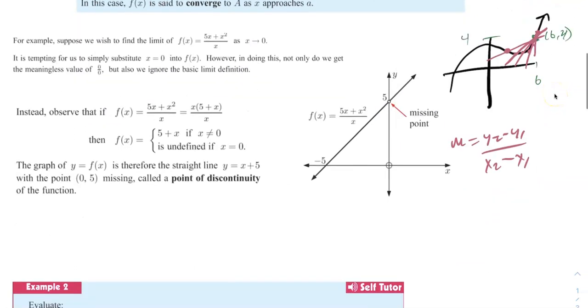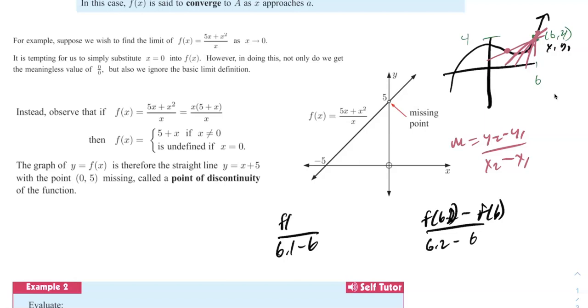Like if we're doing the slope of, let's say this is x1, y1. If I did 6.2 minus 6, and f of 6.2 minus f of 6. And then we went closer and we're going to do 6.1 and 6. Right, and we're going to go closer and go like 6.01 and 6.